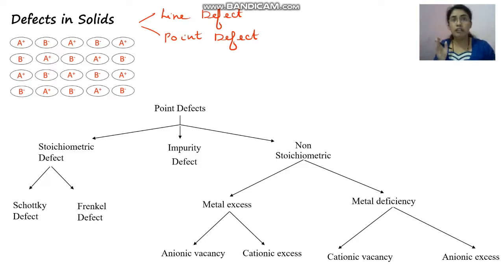And impurity defect means some amount of impurity is present in our compound. Some other ions, like in sodium chloride, apart from Na plus and Cl minus ions, we are having some other ions also. So that can give rise to the impurity defect.